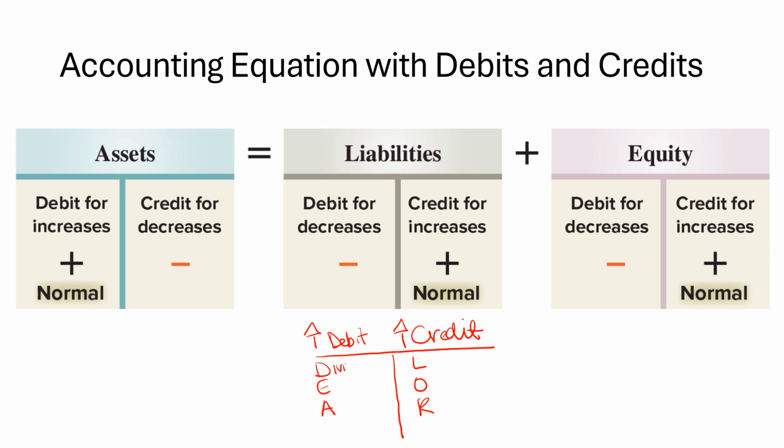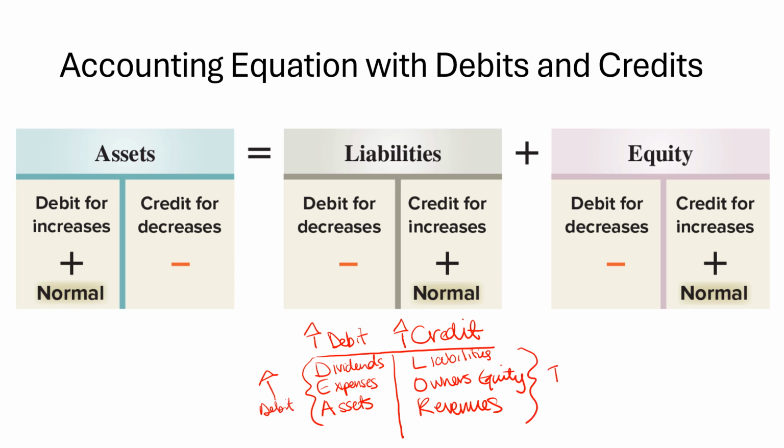So this is going to be dividends, expenses, assets. Then the accounts that are increased with a credit are liabilities, owner's equity, and revenues. So, remembering that dividends, expenses, and assets are increased with a debit, and liabilities, owner's equity, and revenues are increased with a credit, we can look at the components of the equation.